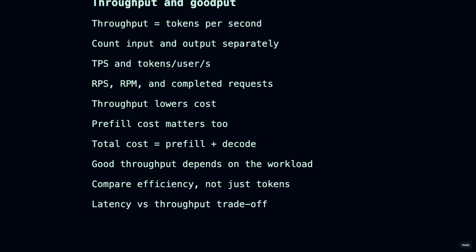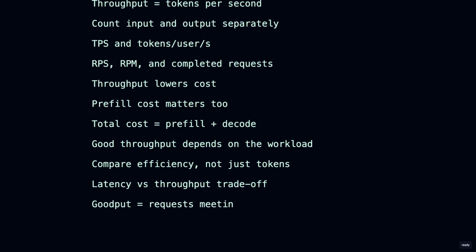This is the classic systems trade-off. Batching can raise throughput, but it usually hurts latency. In practice, teams often accept higher throughput only when they can live with slower TTFT or TPOT. That trade-off is why throughput alone is not enough. Goodput measures only the requests that actually satisfy your latency and quality targets, so it reflects the user experience more honestly.